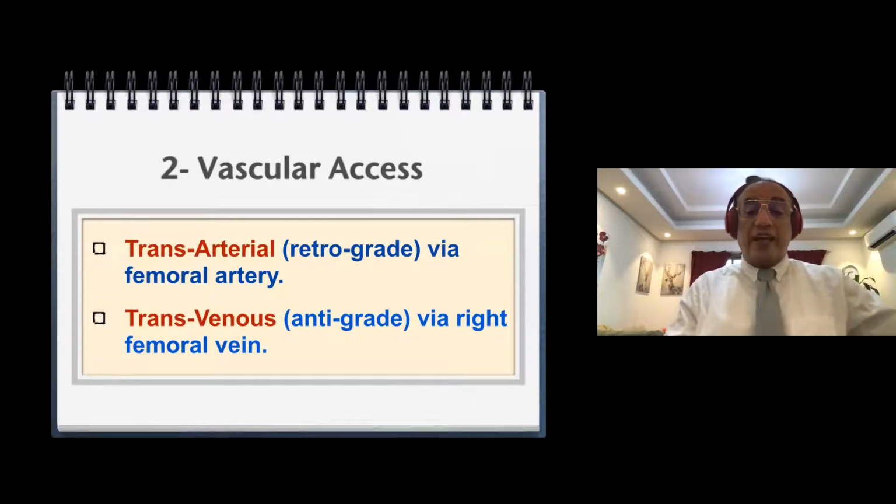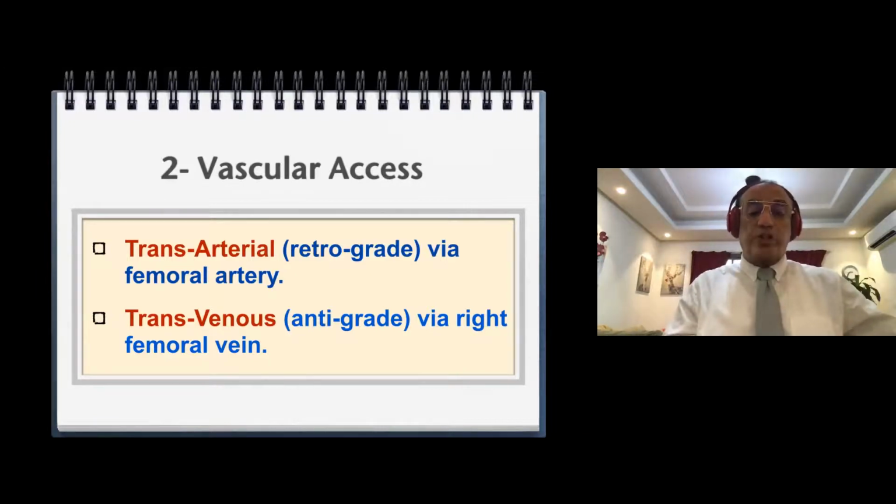As regards the vascular access for balloon mitral valvuloplasty, we use the transvenous, antegrade approach via the right femoral vein, then common femoral vein, then inferior vena cava, then right atrium. Then we will do septostomy to cross from the right atrium to the left atrium. Then we will dilate the septum. Then we will go to the mitral valve.